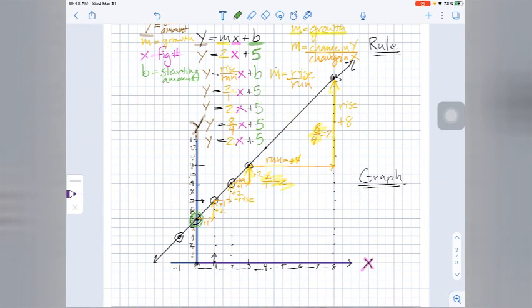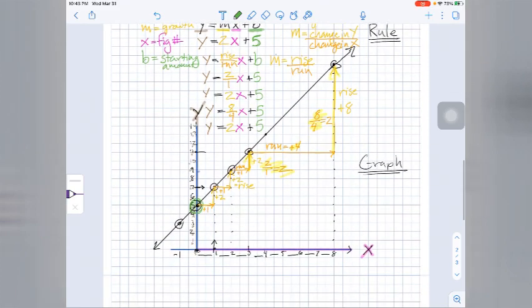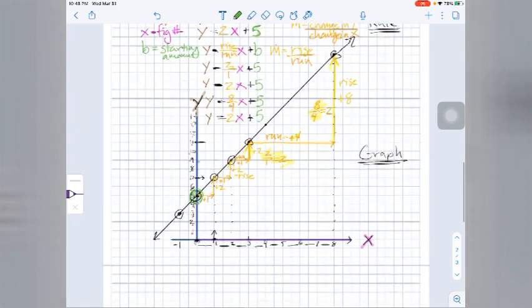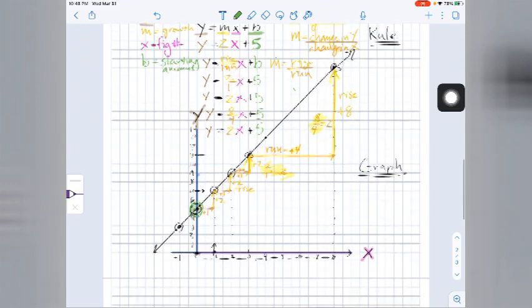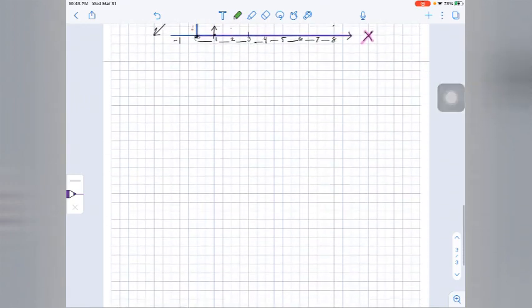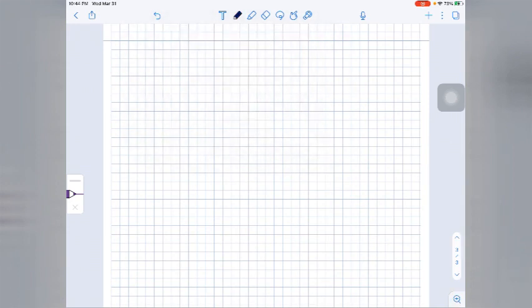I wanted to talk to you guys about one more thing that we looked at earlier in this unit. Just one thing to notice about how the rule will affect the graph and what that looks like, and something that we can look for. So I'm going to draw another graph here, and I'll probably want it to be about the same size.